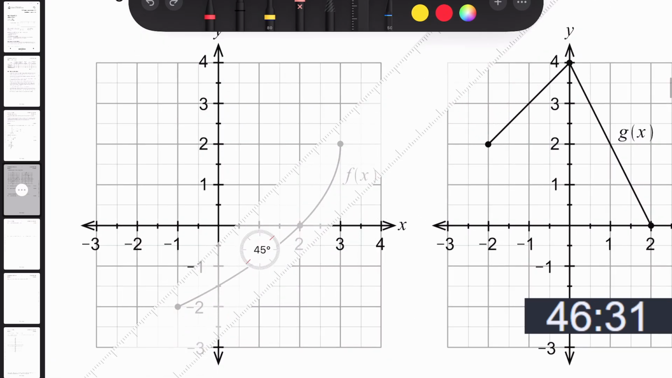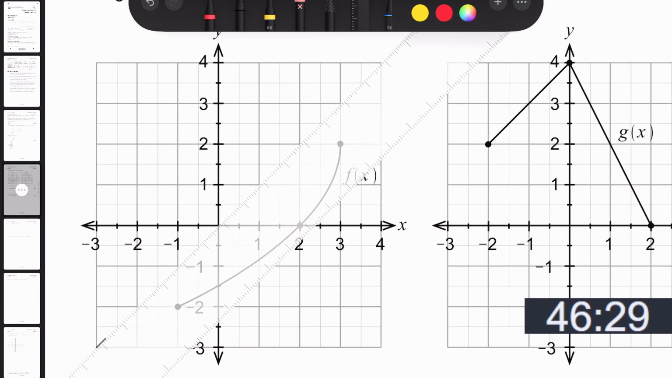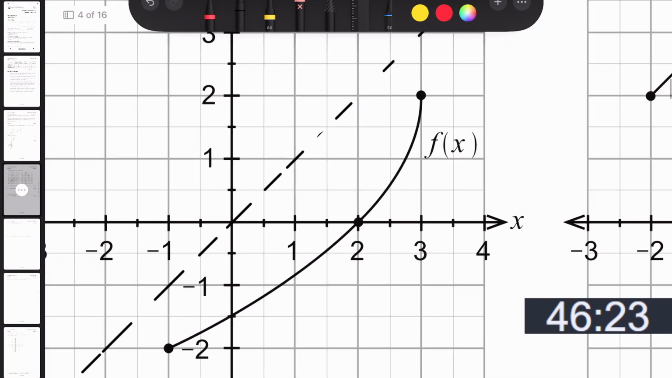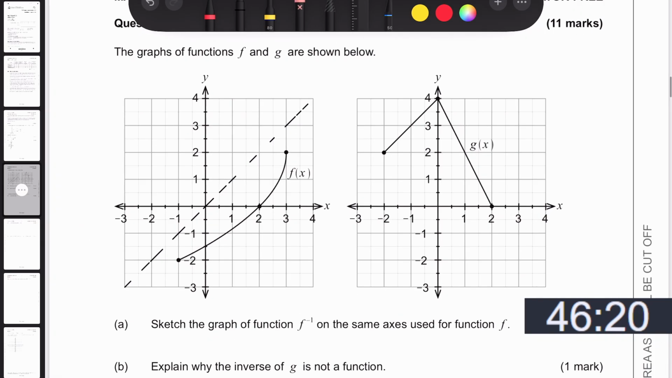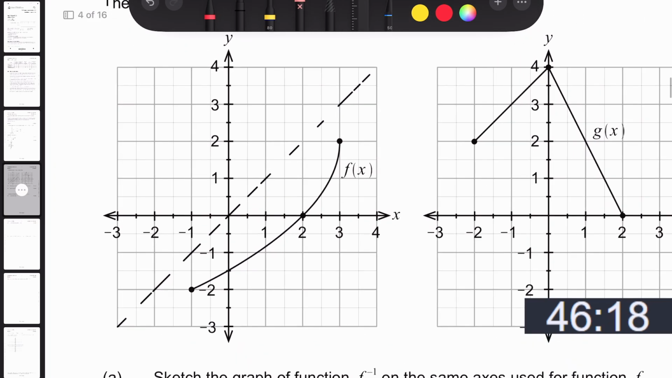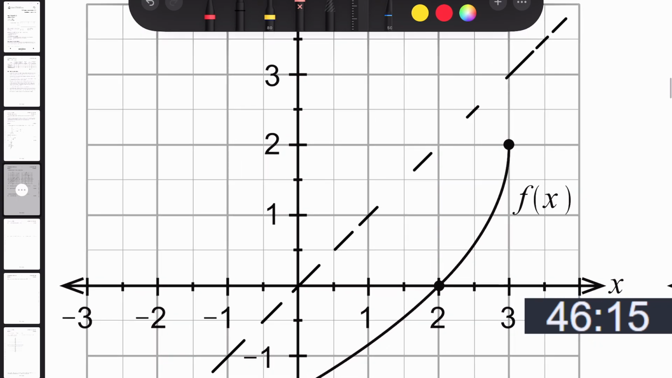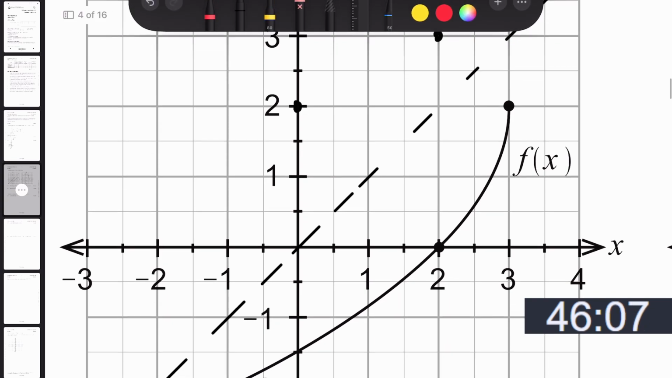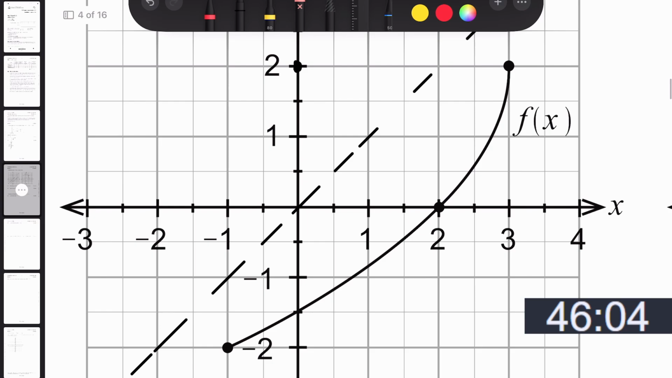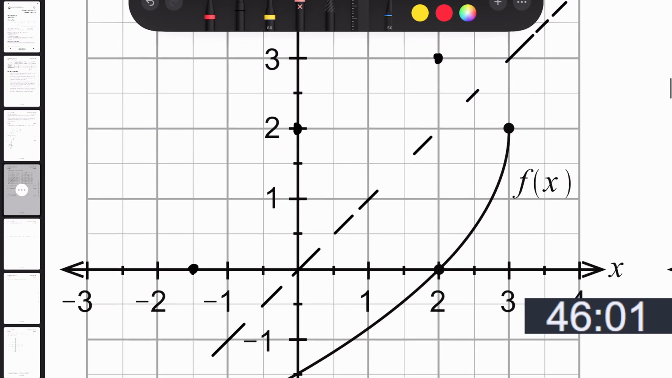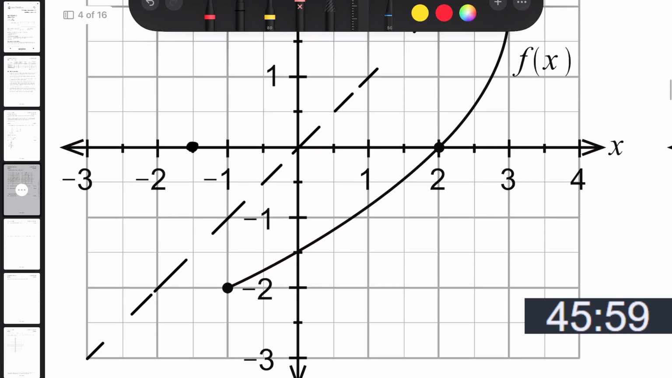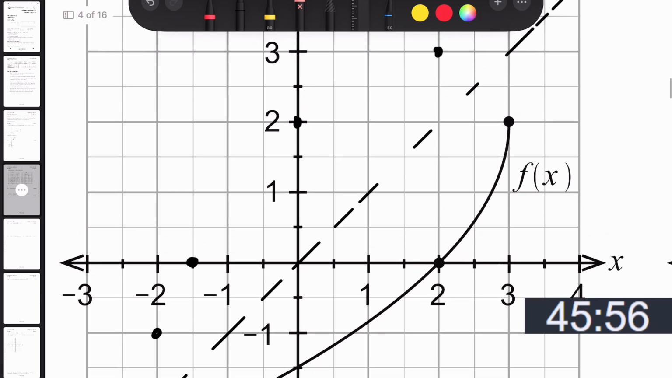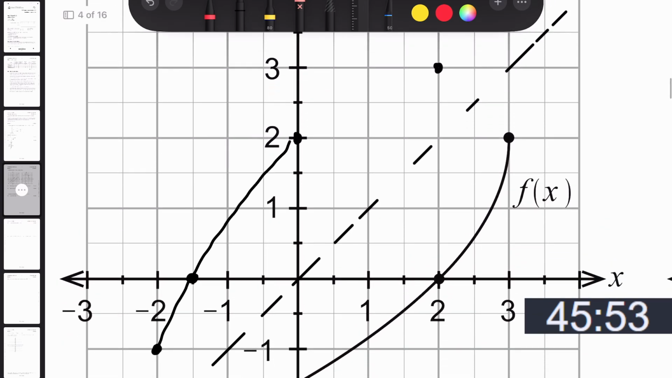So let's do our 45-degree buddy here. We need to reflect it across that line. For function f, so 3, 2, let's go 2, 3. It crosses at 2, 0, so we go 0, 2. It then goes through 0, negative 1.5, so we go to negative 1.5, 0. And negative 1, negative 2, negative 2, negative 1. So it's going to look like that.